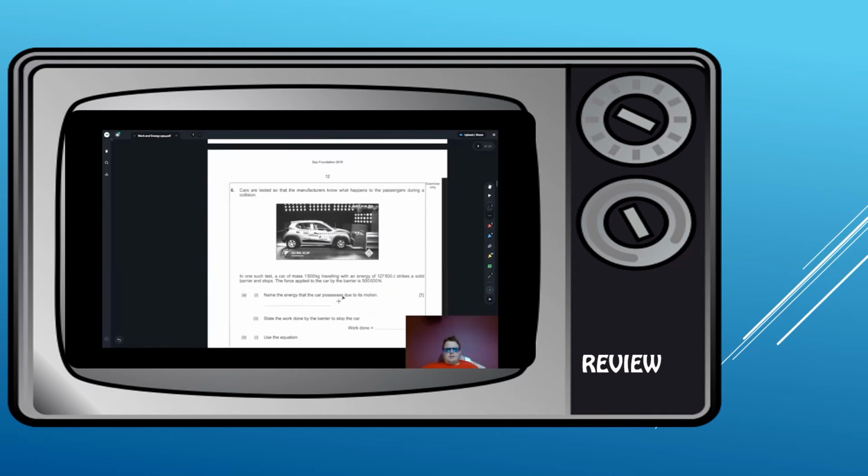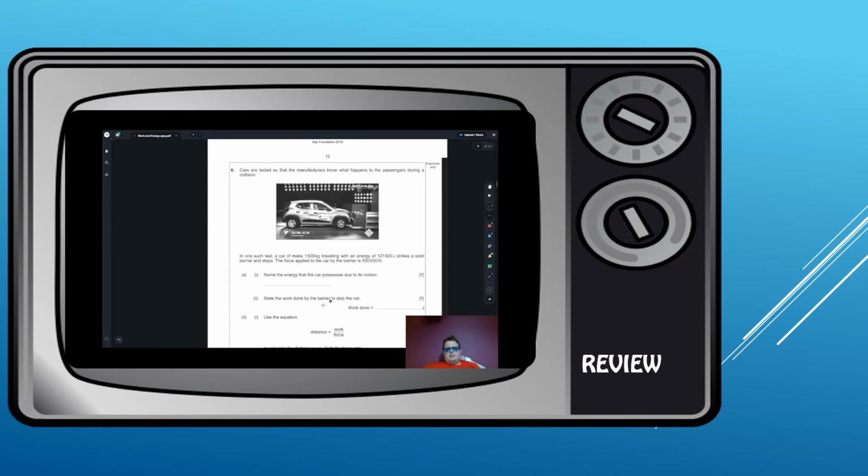Right, so quickly on to the separate papers, so separate foundation. Okay, so question 6. Name the energy a car possesses due to its motion. If it's motion, it's got to be kinetic energy.